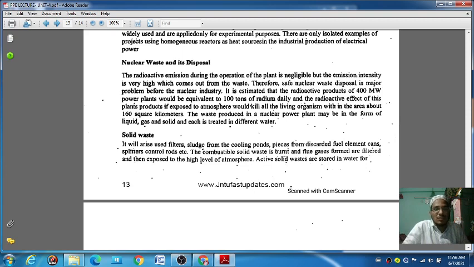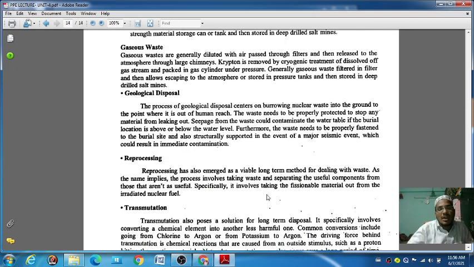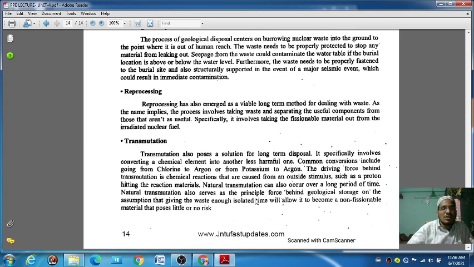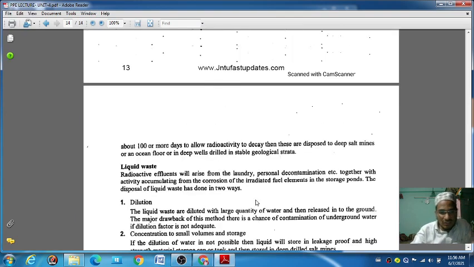That's why the waste produced in the nuclear power plant may be in the form of liquid, gas or solid. So these are the different wastes there. We will discuss the different ways for each and every one: solid, liquid, gases, geological disposal, and how we will do reprocessing and transmutation. Okay, now here we will discuss the solid one.